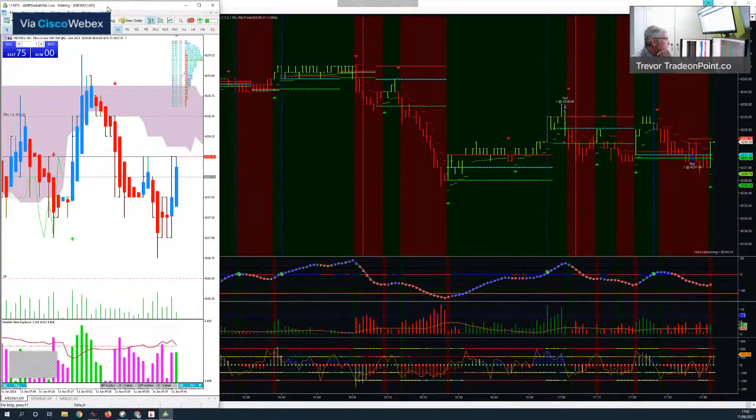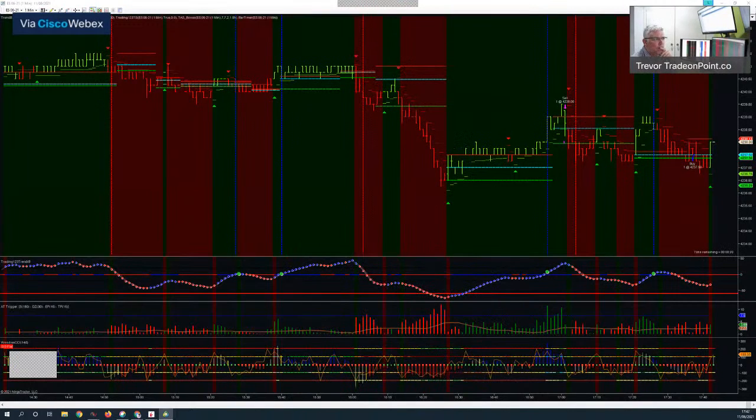Let's get this off my chart. See the ES going into bullish territory again. Yes, looking like it's going to break higher.